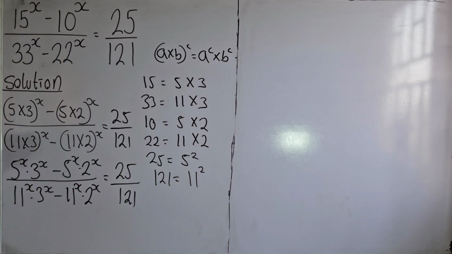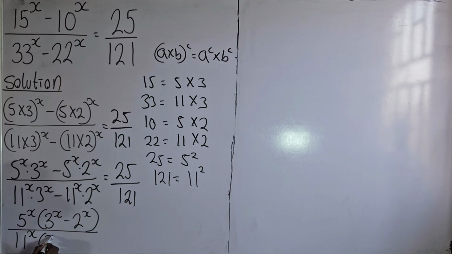But before that, at the left-hand side as well, you will discover that at the numerator, 5 raised to the power of x is common, right? Also, at the denominator, 11 raised to the power of x is common. Is that not it? Yes. So let us factorize it out. I'm going to have 5 raised to the power of x, 3 raised to the power of x minus 2 raised to the power of x, divided by 11 raised to the power of x, 3 raised to the power of x minus 2 raised to the power of x. So we've factorized it out.